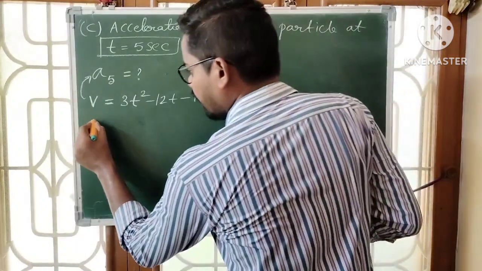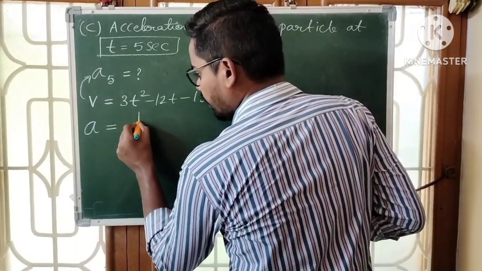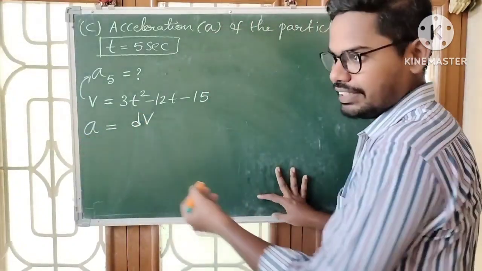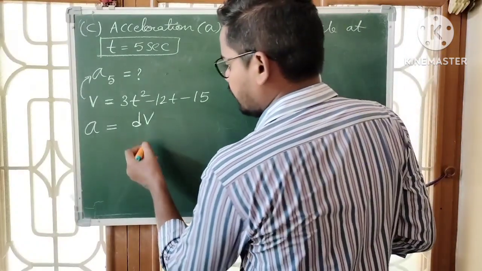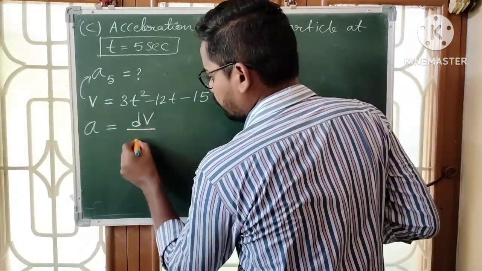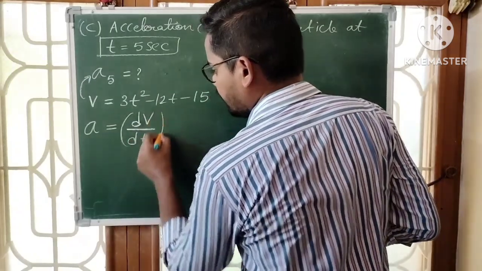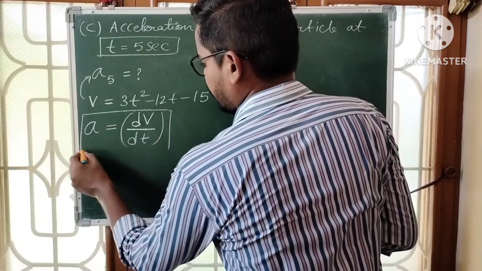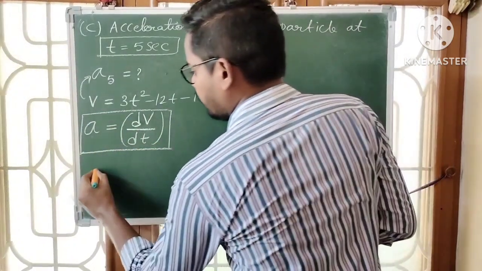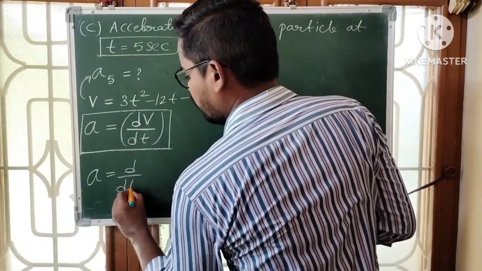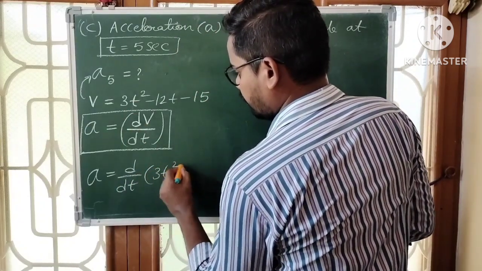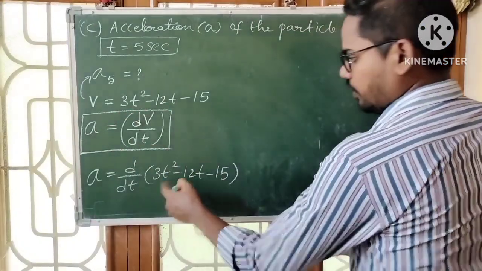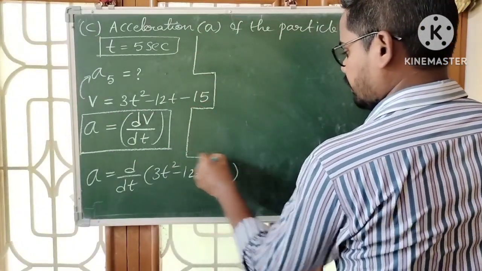We know that acceleration is equal to the rate of change of velocity. Here I am talking about instantaneous acceleration. So instantaneous acceleration is equal to the rate of change of velocity with respect to time, dv by dt. This is the formula for acceleration in terms of velocity. Now acceleration is equal to d by dt of 3t square minus 12t minus 15. So v is equal to this expression. Now again apply derivative formulas.